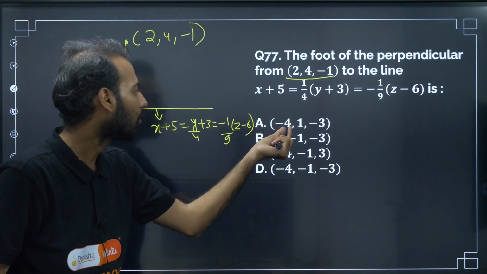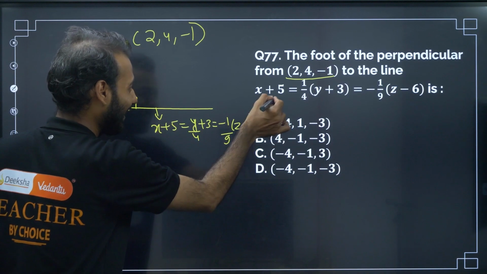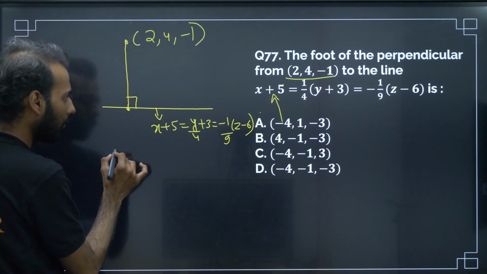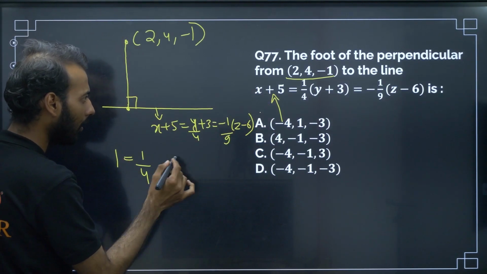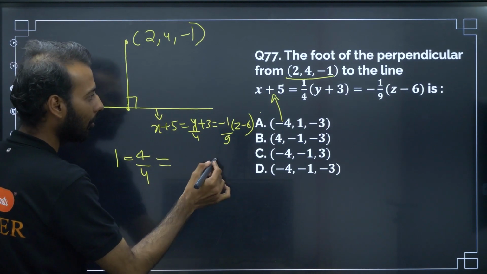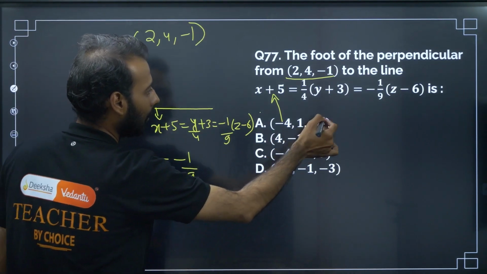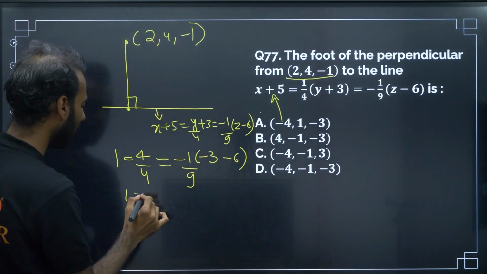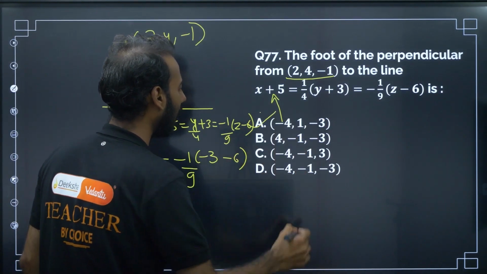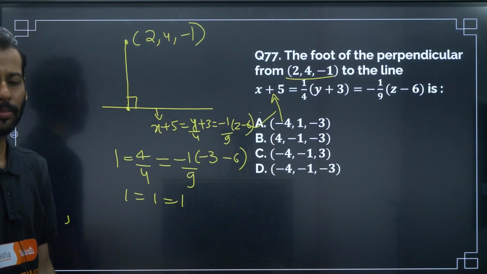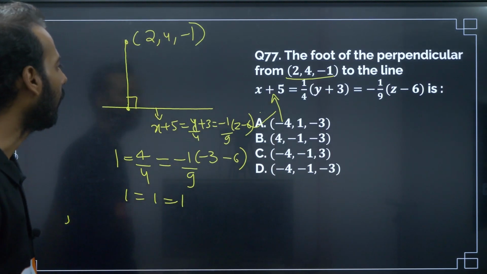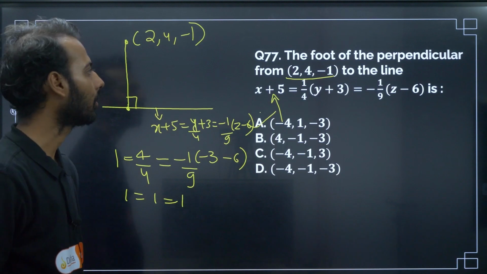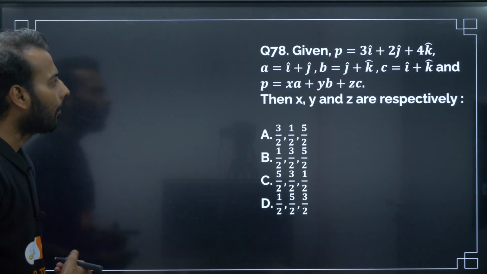That's it, simple. So minus 4 plus 5, if I place this in this equation, minus 4 plus 5 is 1, 1 by 4, y plus 3 is 4, is equal to minus 1 by 9, minus 3 minus 9, minus 3 minus 6. So 1 is equal to 1 is equal to 1. So hardly it will take. Go for substitution. I feel the best is substitution, concepts and all later, not in the exam. At the point of exam, no need to do.